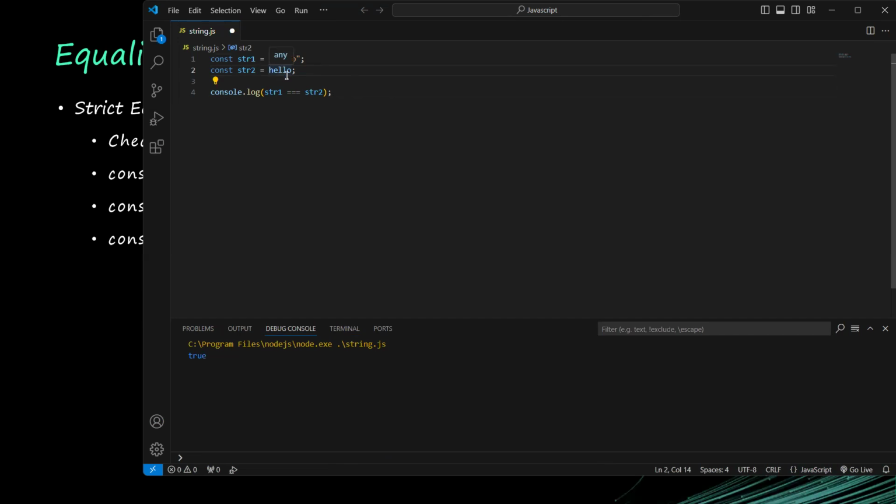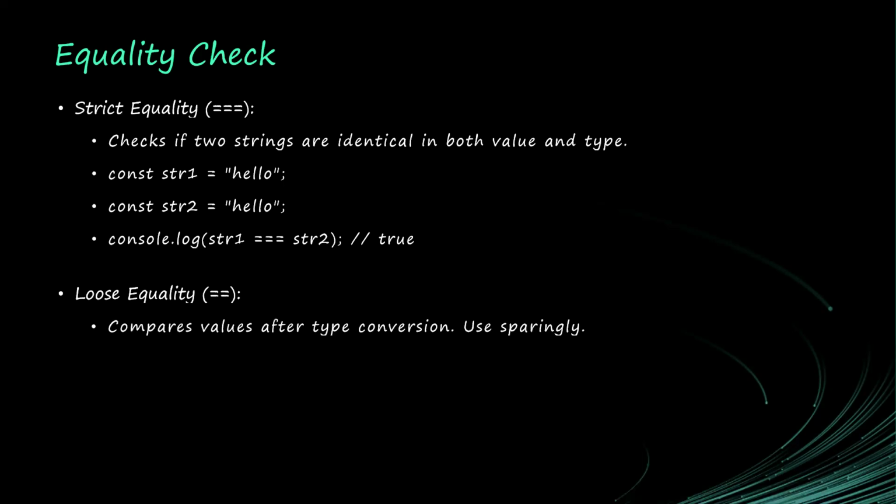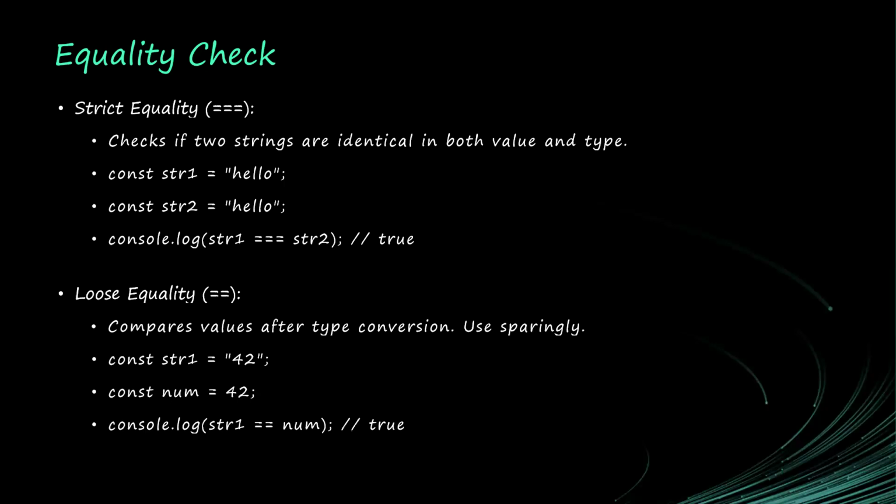Okay, so with the strict equality operator, you check for both the type and the value. All right, so you can also check for the loose equality. With the loose equality, it compares values after type conversion and it is used sparingly. Short, we have been mentioning this every time we talk about this loose equality. Don't use them. Always use the strict equality operators.